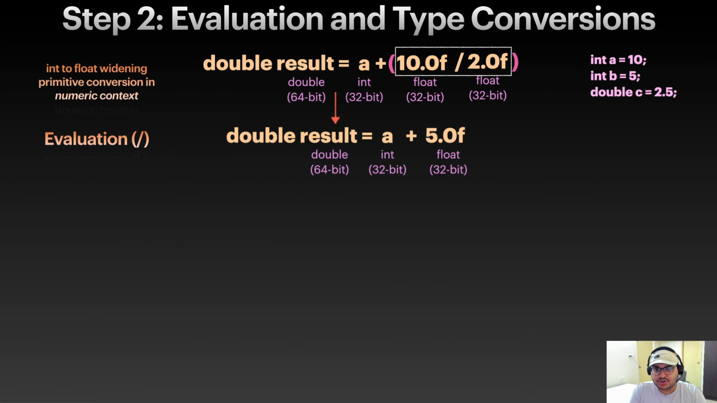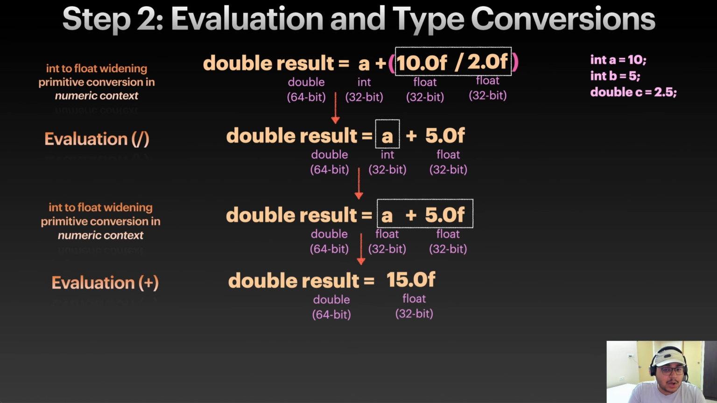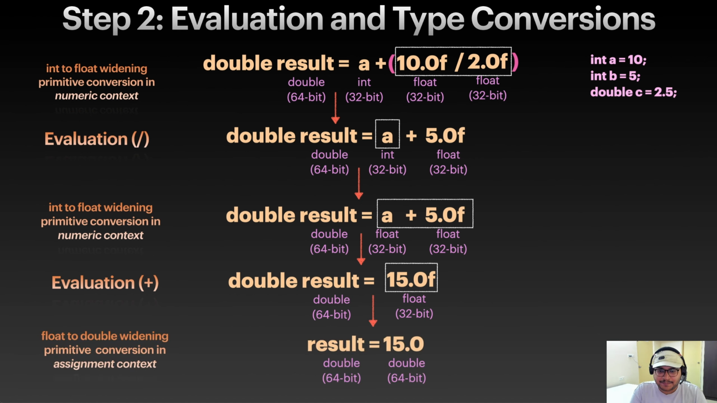Finally, the addition operation remains. As the operands are of different data type, the variable a undergoes widening conversion from int to float. We can then perform the addition, which returns 15.0f of float data type. However, since the result is stored in a variable of type double, the value 15.0f, which is of float data type, undergoes widening primitive conversion from float to double in the assignment context. And that's how we solve and evaluate any general Java expression. Voila.